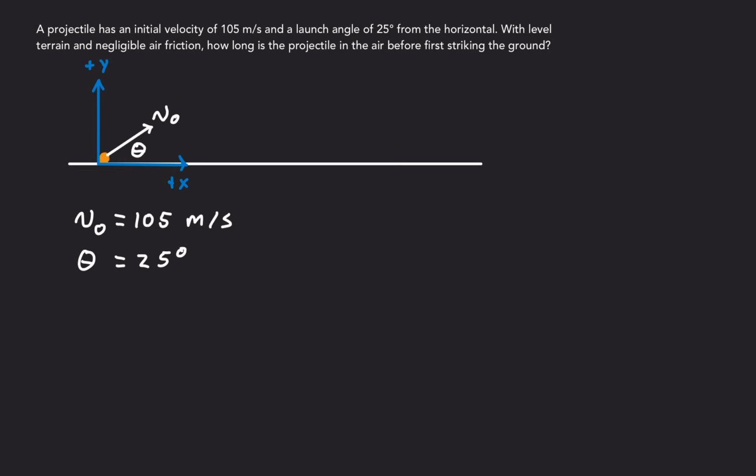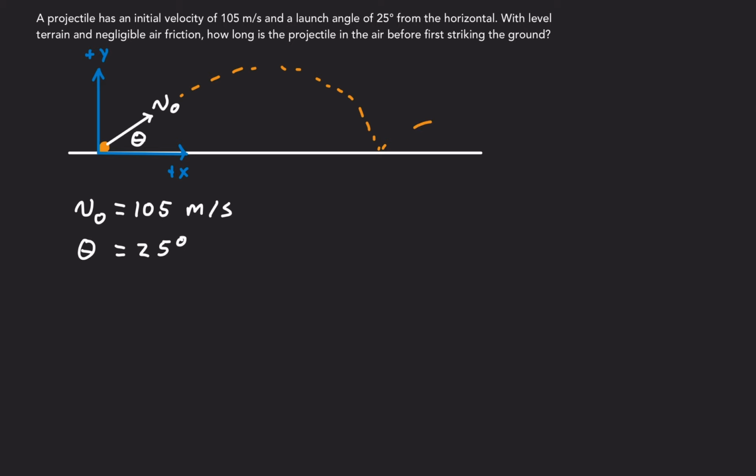Now, if we take a look, let's draw the path. Particle goes something like this, and then it hits the ground. And then maybe it goes like this, but we're not super interested in that. We want to know when it first strikes the ground. So I'll call this point 1 and point 2. Point 1 is the origin, point 2 is the point where it first strikes the ground.